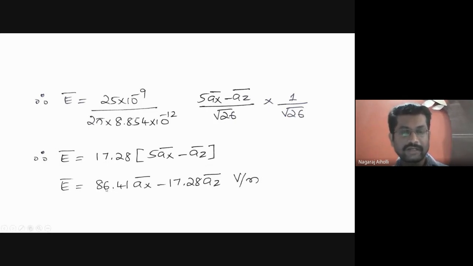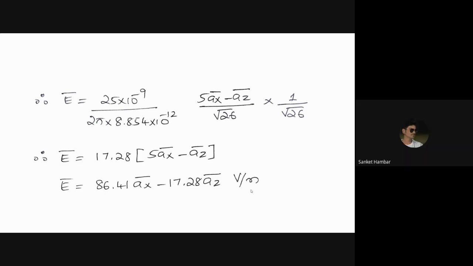Then you will get 86.41 aX bar minus 17.28 aZ bar. That is 17.28 into 5. It is 86.41 aX bar minus 17.28 aZ bar volt per meter. The unit of electric field intensity is volt per meter. I hope this example is clear to everyone. Yes, sir, the example is clear to everyone.